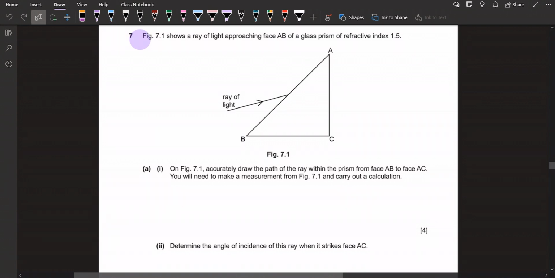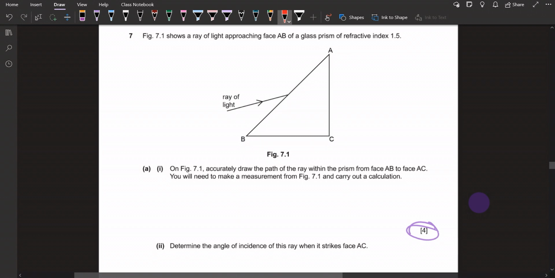Question number 7. Figure 7.1 shows a ray of light approaching face AB of a glass prism of refractive index 1.5. And you can see here the ray of light approaching AB. Part AI says on figure 7.1, accurately draw the path of the ray within the prism from face AB to face AC. You will need to make a measurement from 7.1 and carry out a calculation. So it should be accurate. That's why they're giving 4 marks for this question.